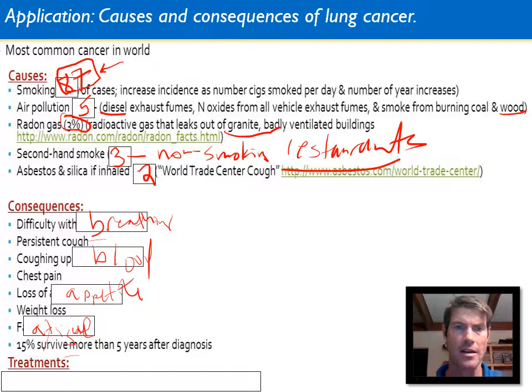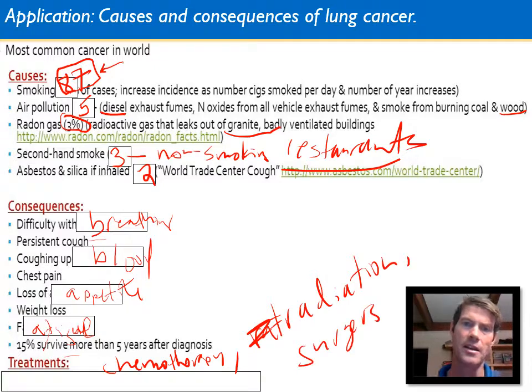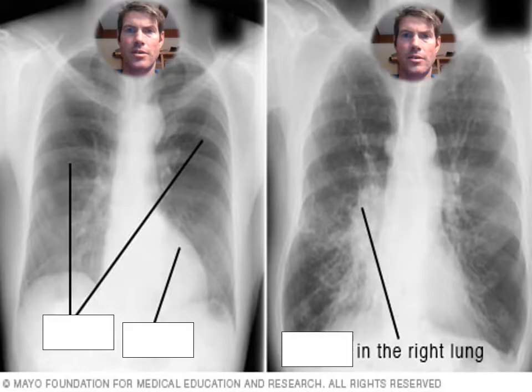So treatments, you've got chemotherapy, you have radiation, blasting it with radiation. And you have surgery to remove it. And they're getting more into transplants now. It's more of a possibility now.